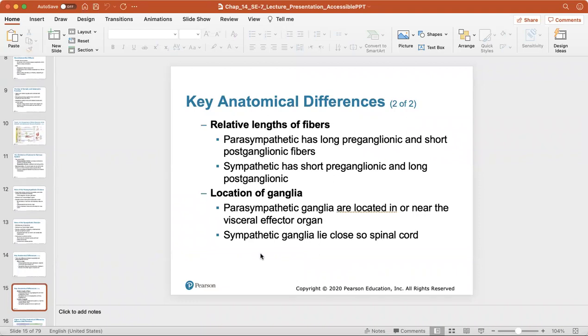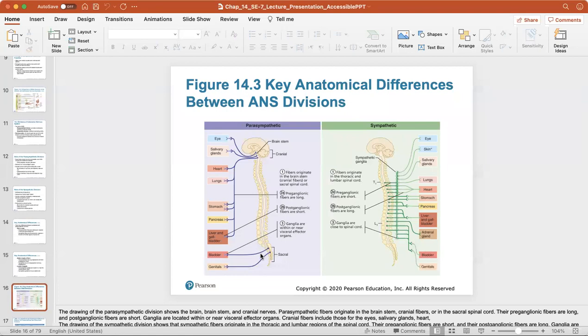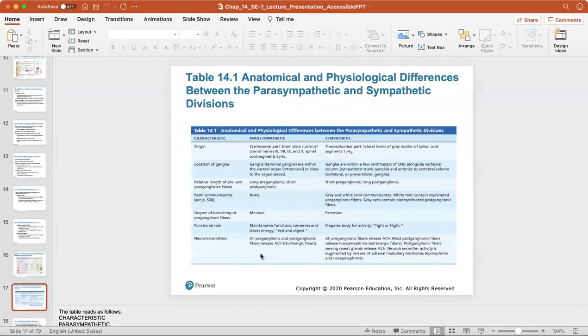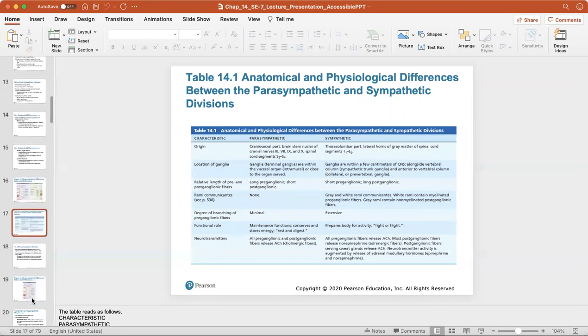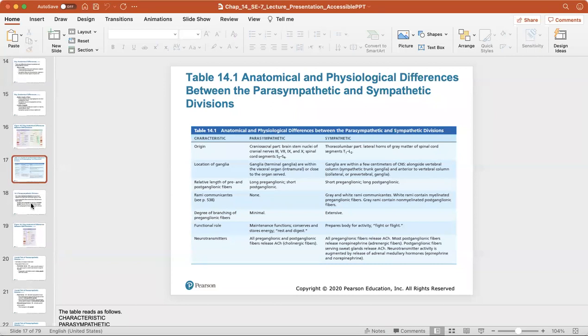Their relative length of fibers differs a little bit. The location of the ganglia differs a little bit between parasympathetic and sympathetic. And this just gives you some of the anatomical differences between the two, parasympathetic and sympathetic. So where their fibers are located, and a little bit about what organs they innervate. Another good chart to review the anatomical and physiological differences between the parasympathetic and sympathetic divisions. Again, studying this chart would probably be very sufficient to get a good summary of what we just covered here.